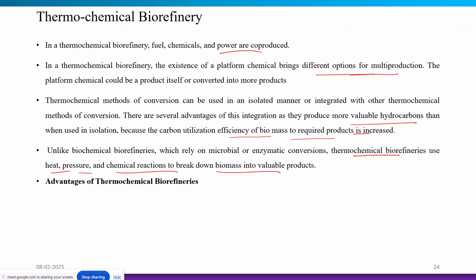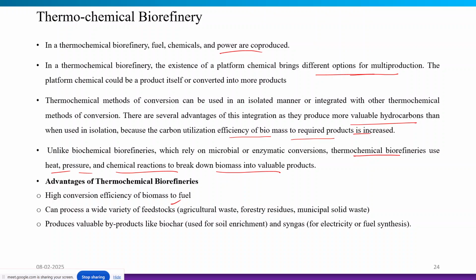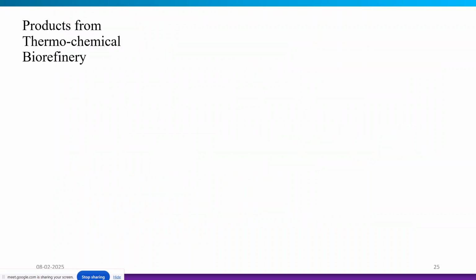So the advantages of the thermochemical biorefineries are high conversion efficiency of biomass into fuel. It can process a wide variety of the feedstock, whatever it is, municipal solid waste, forestry waste, or agricultural waste, and produce valuable byproducts like biochar and syngas. And also it can be more scalable and flexible than the other biochemical route.